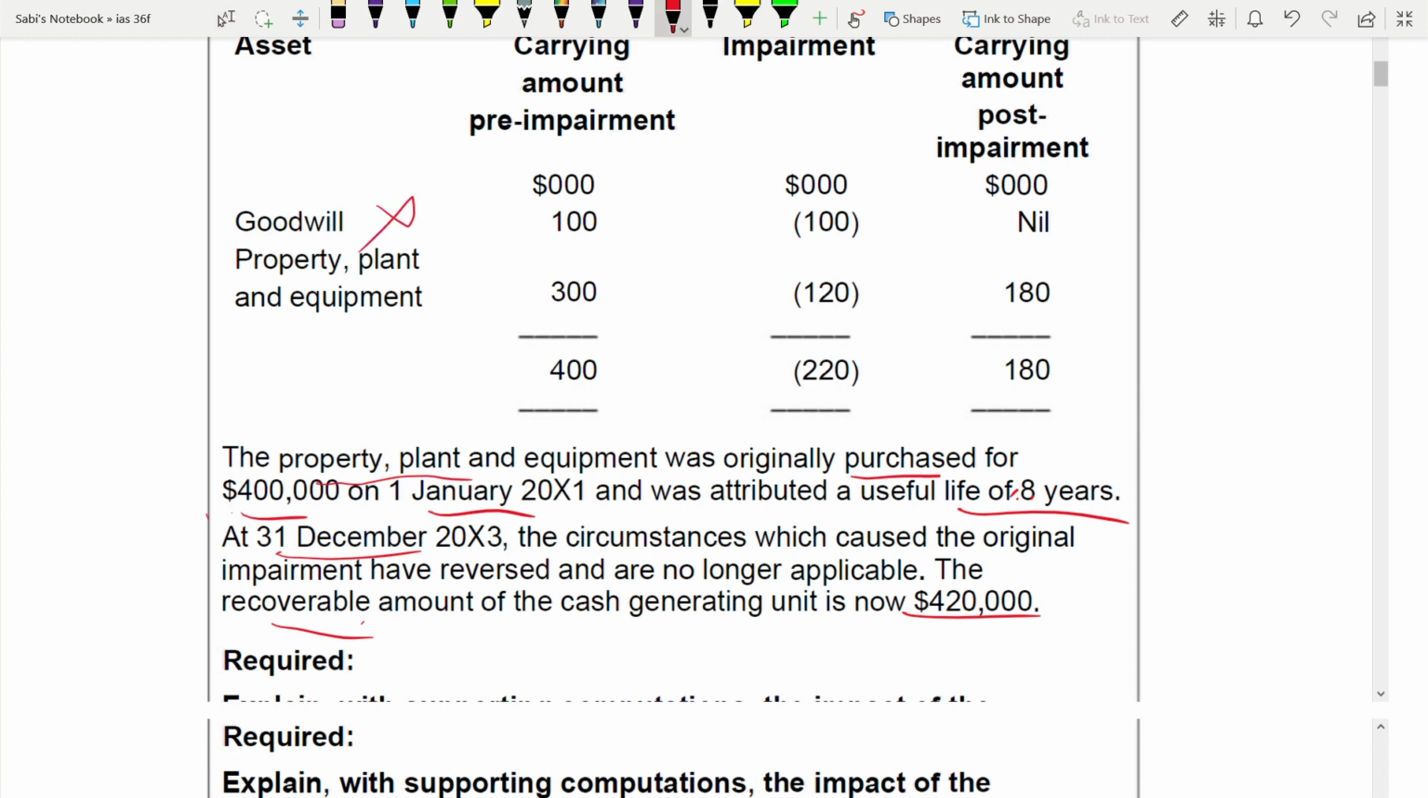Coming to the PPE. This, yes, you can reverse it. But you cannot reverse it entirely. It is limited. The reversal is limited to the carrying amount of the asset that it would have been if no impairment had taken place. So for that, we now have to find the carrying amount of the asset if impairment did not take place. So let's do that.